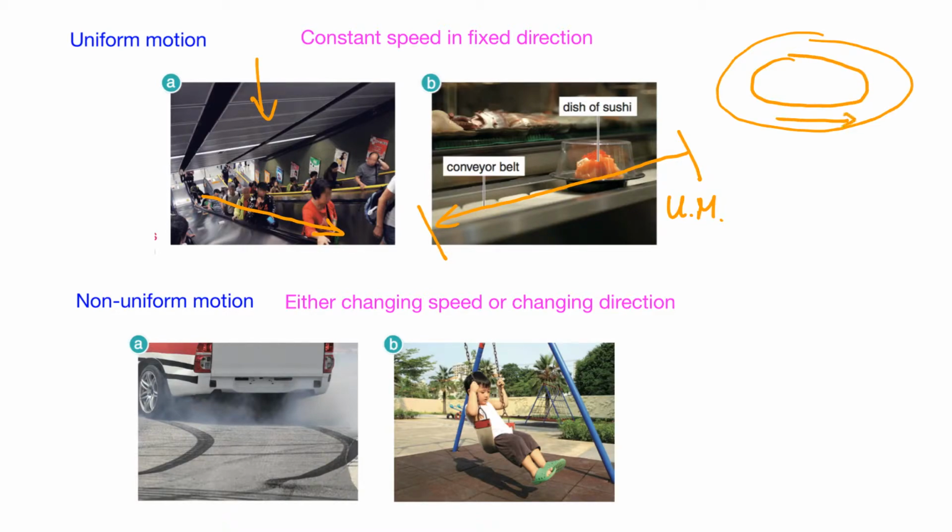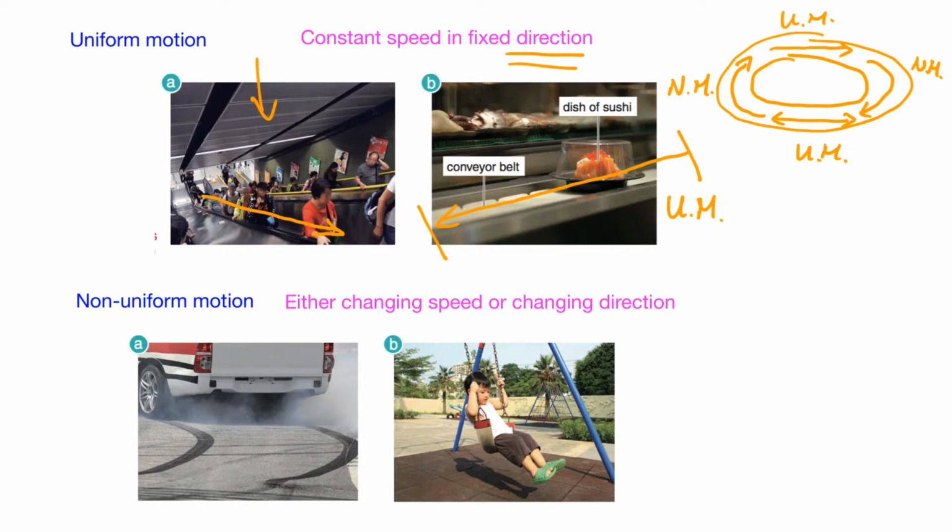For this part, it may be a uniform motion. However, when it turns the corner, that means it changes direction. So at this part, it will not be a uniform motion. It will become non-uniform motion. After that, this part will be uniform motion again, and then because it changes direction again, this will be a non-uniform motion.